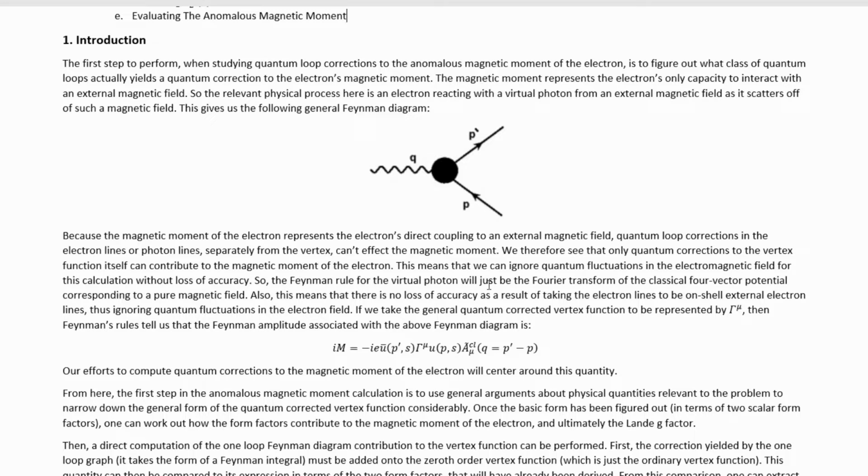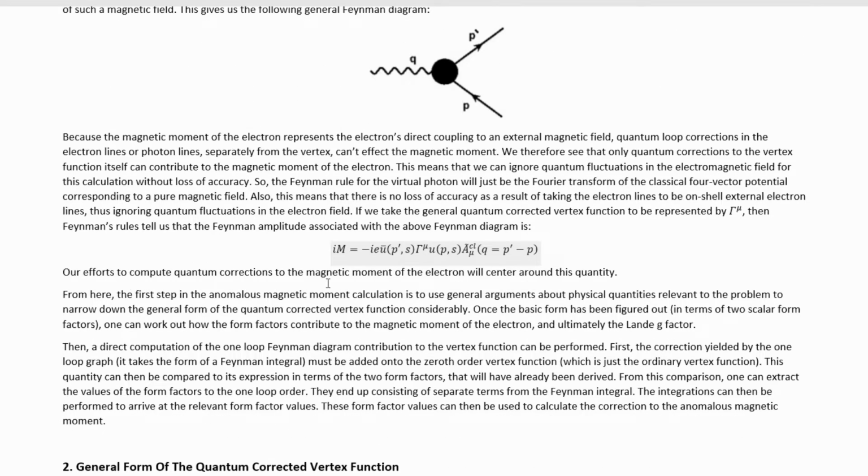So the Feynman rule for the virtual photon will just be the Fourier transform of the classical 4-vector potential corresponding to a pure static magnetic field. Also, this means that there is no loss of accuracy as a result of taking the electron lines to be on-shell external electron lines, thus ignoring quantum fluctuations in the electron field. If we take the general quantum-corrected vertex function to be represented by gamma mu, so the one including all the vertex functions, then Feynman's rules tell us that the Feynman amplitude associated with the above Feynman diagram is this thing. Our efforts to compute quantum corrections to the magnetic moment of the electron will center around this quantity.